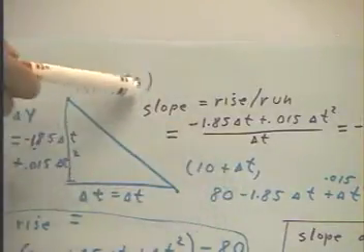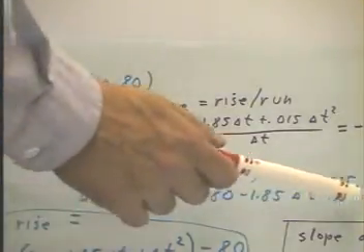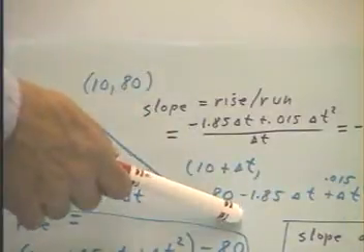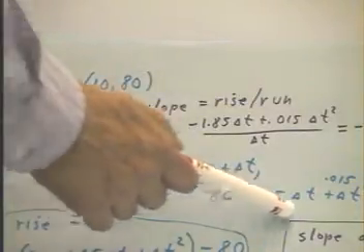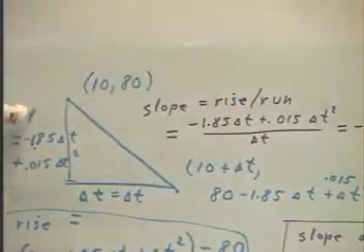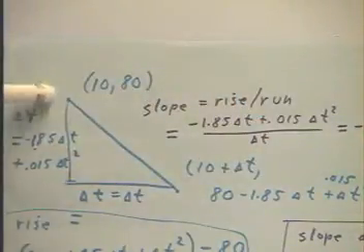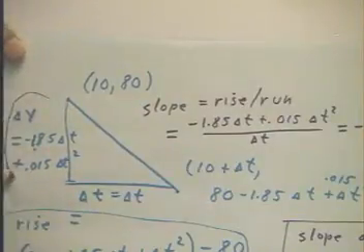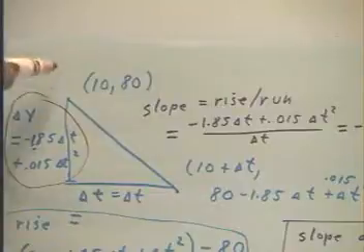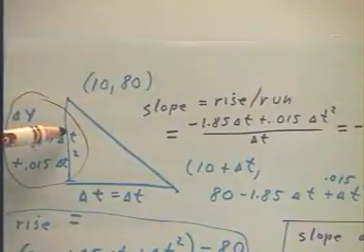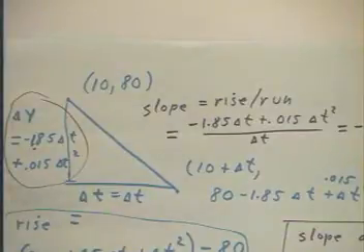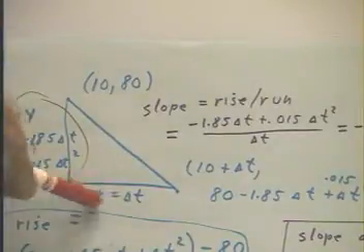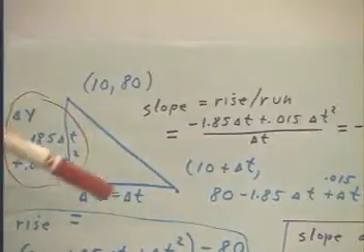Now if we subtract 80 from 80 minus 1.85 delta t, etc., the 80 is going to go away, and it's just going to leave us the negative 1.85 delta t plus 0.015 delta t squared, which is what we have here. Okay, the delta y, the change in depth, the rise of our triangle is negative 1.85 delta t plus 0.015 times delta t squared. The run is, of course, simply delta t, so it becomes fairly easy to find the slope.